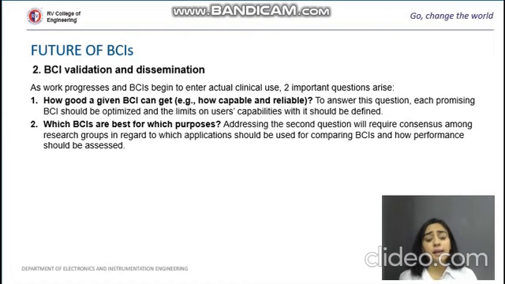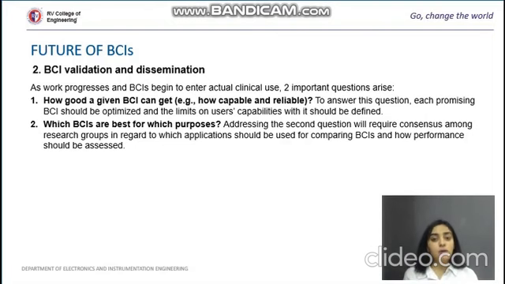The second area being validation and dissemination. So if we are talking about releasing BCIs into the market and using them for actual clinical purposes, then these two are very important questions which need to be answered. How good can the BCI get? So the BCIs which are being released must be optimized, and their limitations must be very well defined. The second question being, which BCIs are better for which purposes?